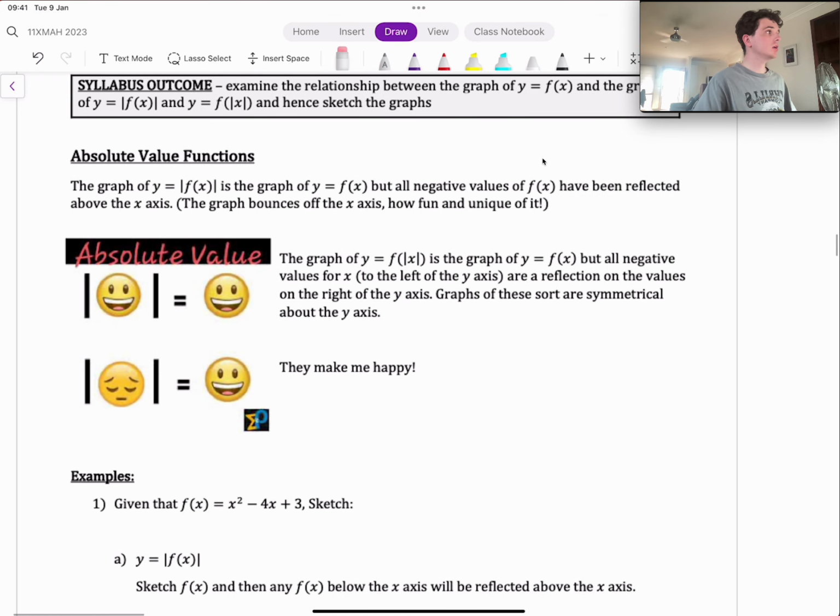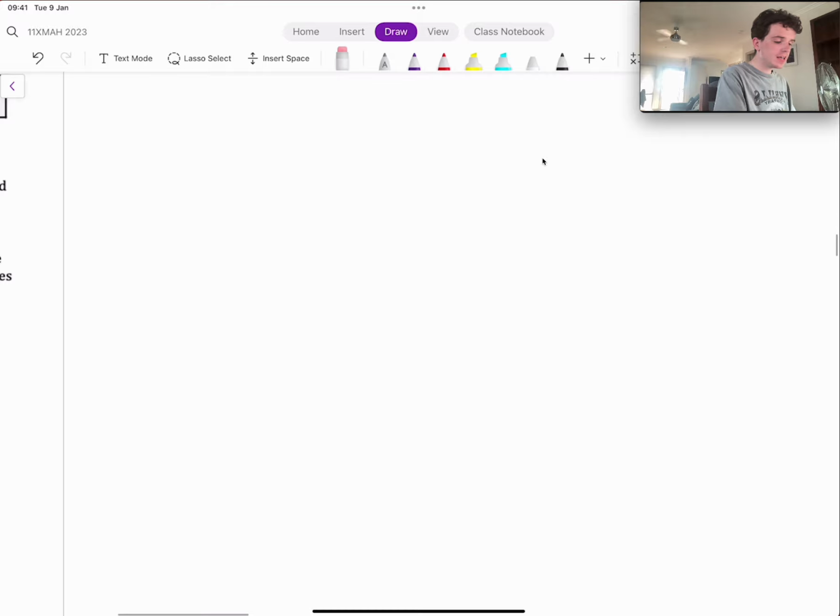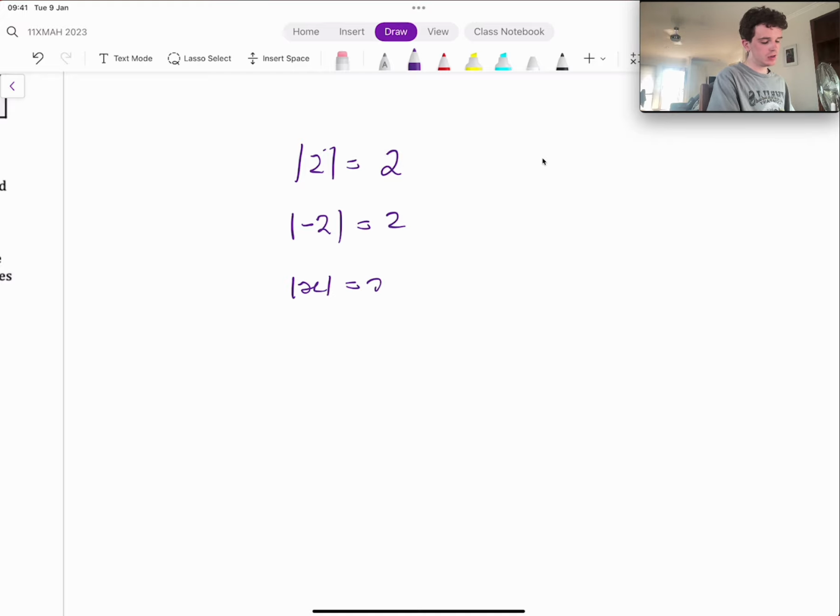Okay, so to find absolute value functions, we need to first of all consider what taking an absolute value of a number means. For example, the absolute value of 2 is just 2. The absolute value of minus 2 is 2. The absolute value of x is x. The absolute value of minus x is x. So all the absolute value function does is get rid of any negatives and make them positive.